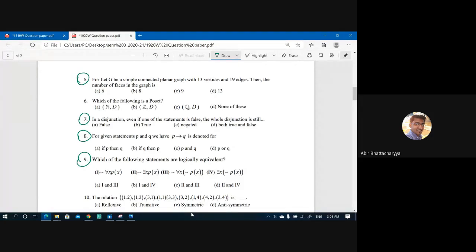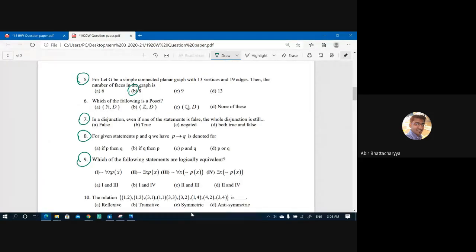All right. So many of you have put your answer. First one, number five. Number five is a simple connected graph with 13 vertices and 19 edges, and we need the number of faces. So simple: n minus e plus f, so it's going to be 8. Option B is correct. So 5, B is correct. Those who have put B have the correct answer.